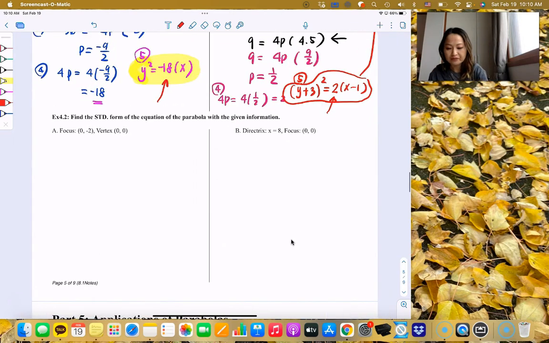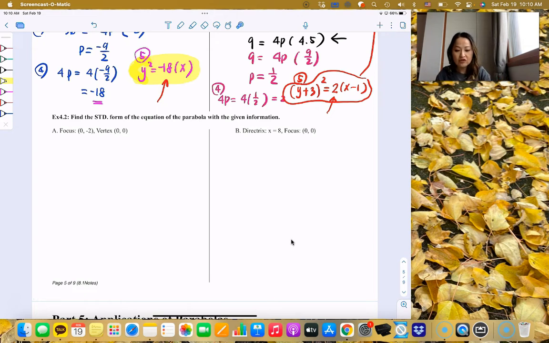But let's continue, okay? Find the standard form of the equation of the parabola with the given information. A, focus is 0, negative 2, and vertex is 0. So you can tell that different information is given to you. So what do you do with that, right? How do you digest that, and let it sink in?